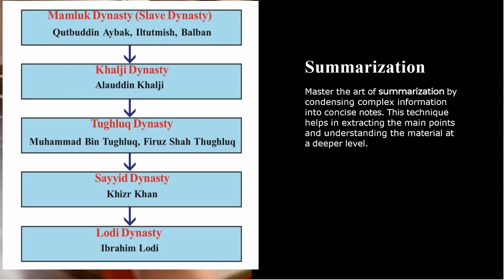Summarization. The summarization can be done through a flowchart or diagram too. It can be in a passage also. Bringing complex information into concise notes. This technique helps in extracting the main points and understanding the material at a deeper level. I've taken an example of social science, the Mughal rulers, where I brought the flow chart. The flow chart helps the students to know the complete timeline of the Mughal rulers.